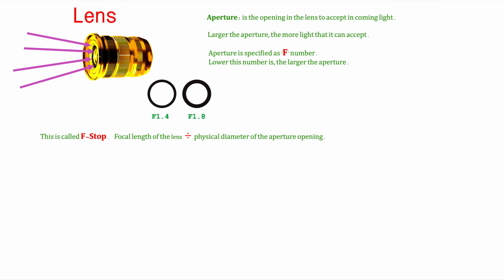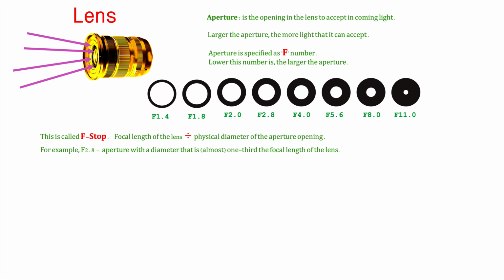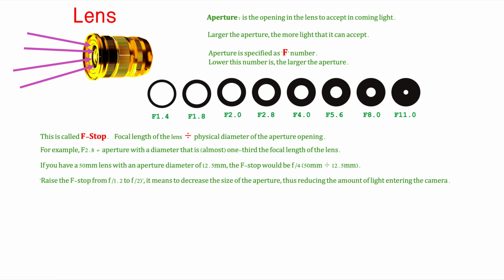This number is actually calculated by dividing the focal length of the lens by the physical diameter of the aperture opening. For example, f2.8 means the lens has an aperture with a diameter that is almost 1/3 the focal length of the lens. These depict smaller aperture sizes. Another example, if you have a 50 mm lens with an aperture diameter of 12.5 mm, the f-stop would be f4.